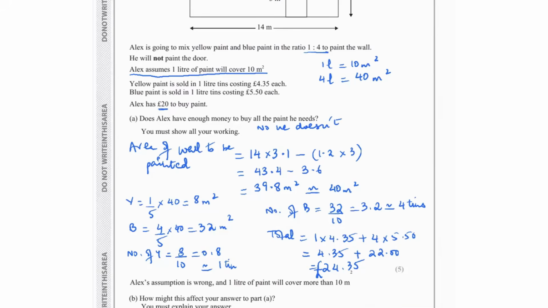So now for the total cost, 1 times 4.35 plus 4 times 5.50, which is 24.35. That is the total cost of paint that we're getting. Alex just has 20 pounds, so obviously it's not enough for him to buy all the paint he needs.